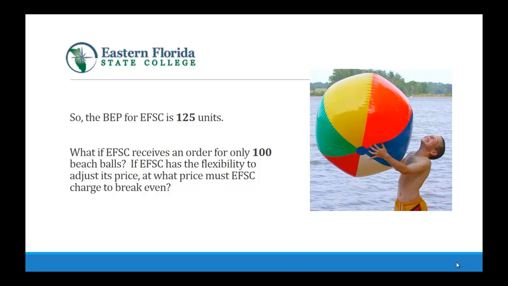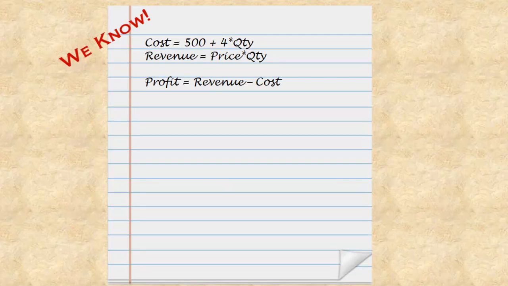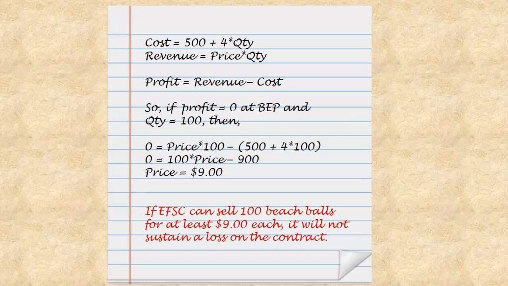Let's go to pencil and paper and find out. What do we know? We know that the cost is equal to that function we've worked with, and revenue equals price times quantity. We also know that profit equals revenue minus cost. Now let's fill in these formulas with the values that we know. So if profit equals $0 at the break-even point and our quantity is 100 units, then we have all the values we need except for price. That's what we need to solve for.